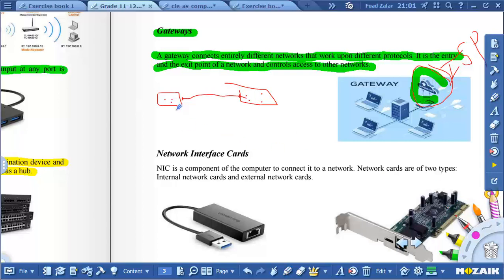So to move from here to here, the role of the gateway is to take that information from network 1 to network 2 and convert it according to their protocols. It takes the information and changes it into their own protocol to send it to the users. A gateway connects entirely different networks that work upon different protocols. It is the entry and the exit point of a network, and controls access to other networks.